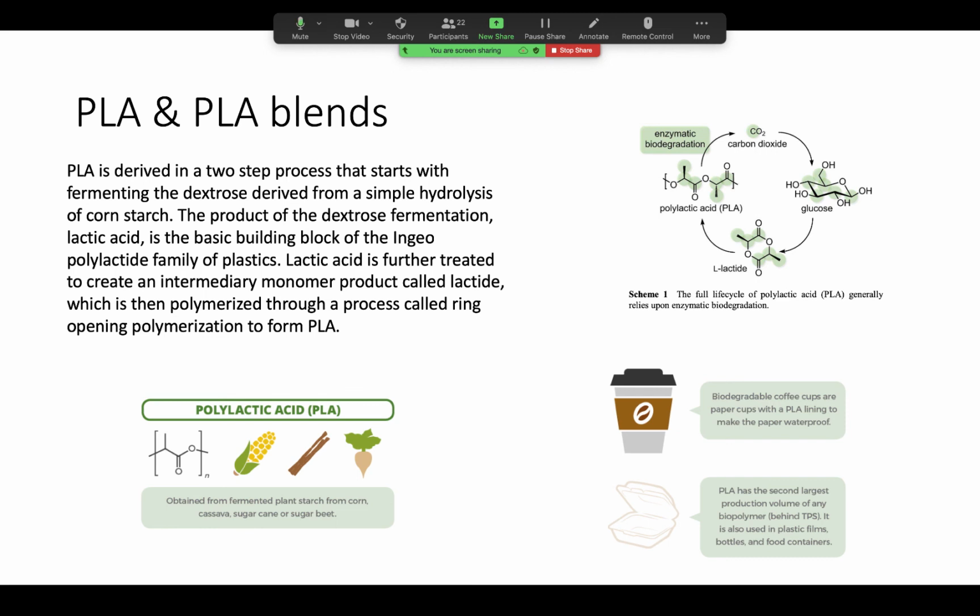These come from a simple hydrolysis of cornstarch, product of the dextrose fermentation, lactic acid. The basic building blocks of the polylactic acid come out of those, and we can further make them into the plastics that we have here, right? One of the important parts that we'll get back to a little bit later on is that in order for it to get broken down, this needs to be broken down using some enzymatic biodegradation to break it back down to carbon dioxide, which then can get back into glucose.